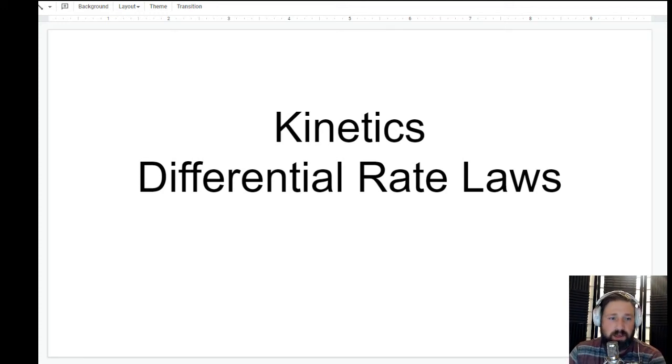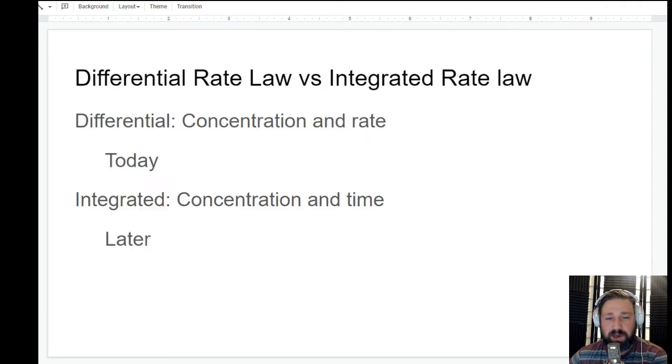Hey guys, back again, talking about more kinetics stuff. This time we're going to go into differential rate laws. There are two types of things you can think about when it comes to kinetics: the differential rate law and the integrated rate law. These are two separate things that we're going to be talking about.